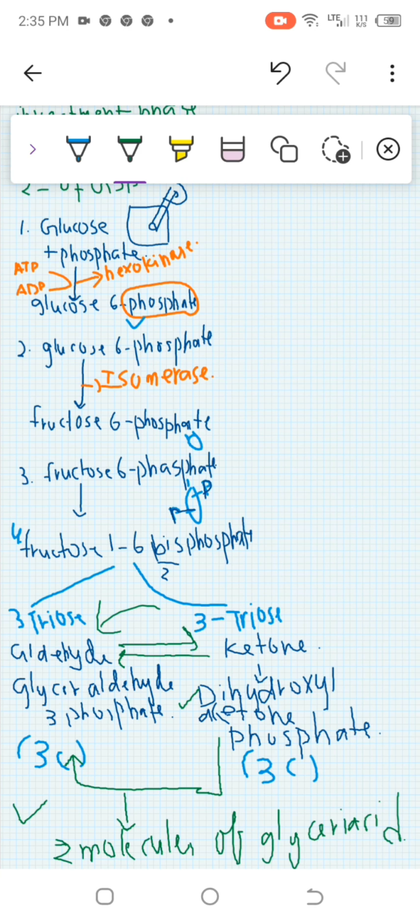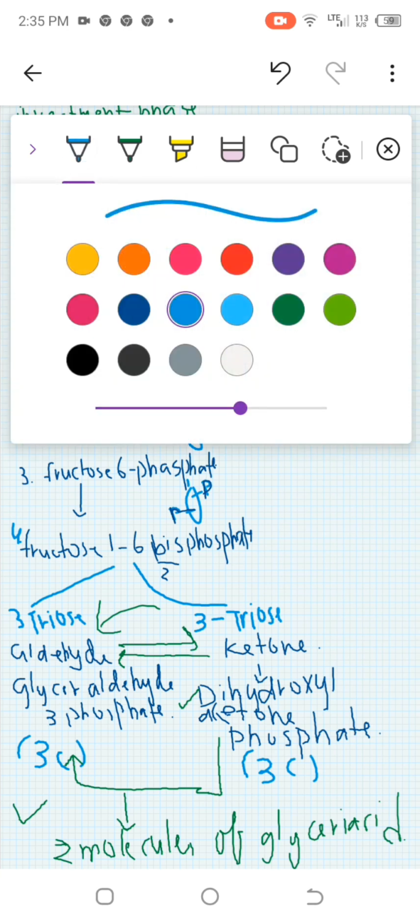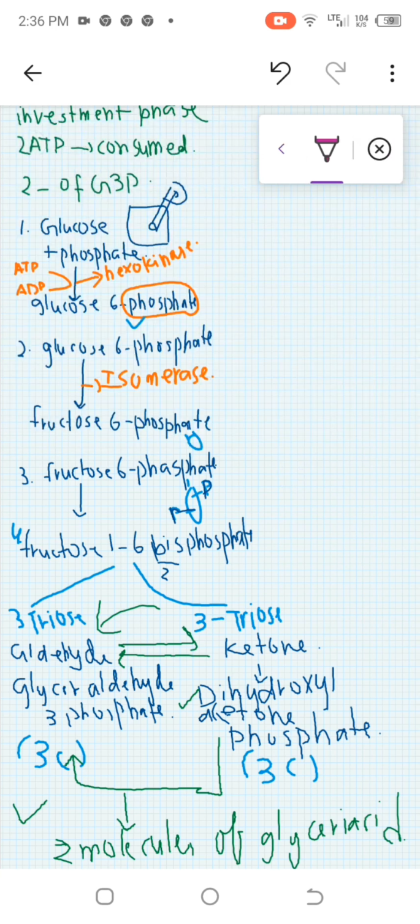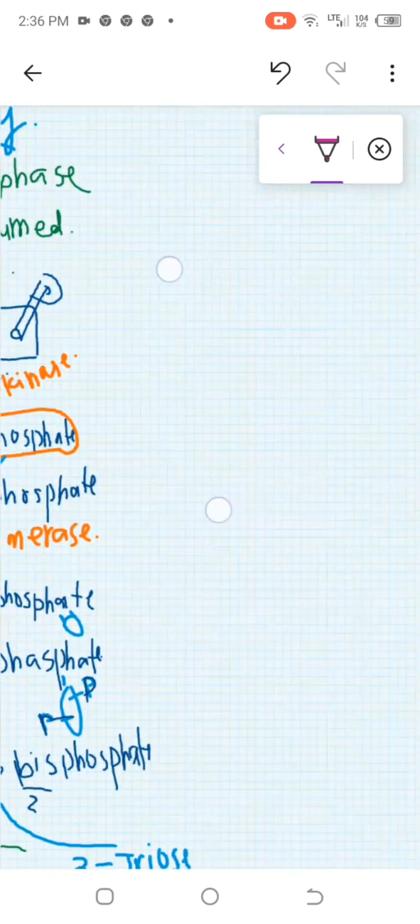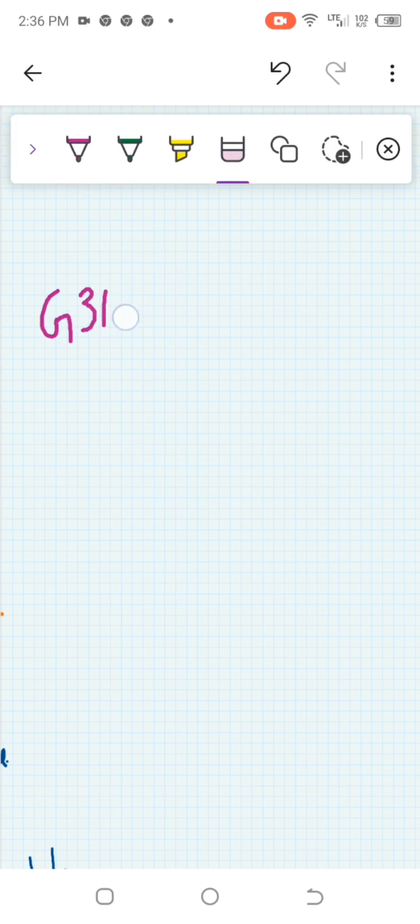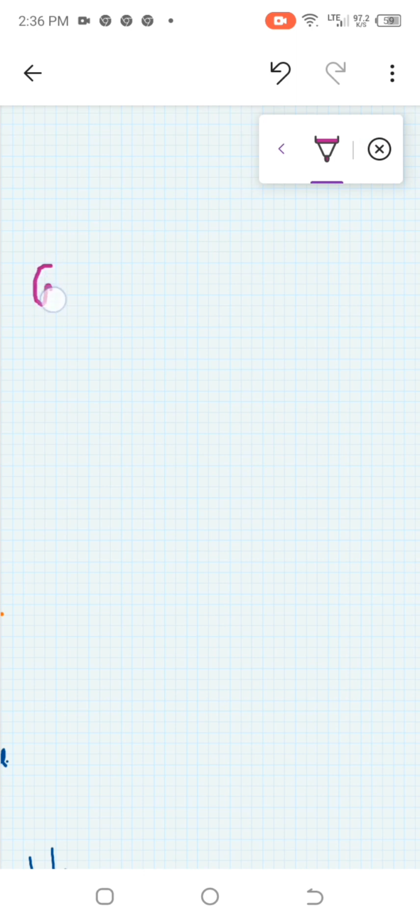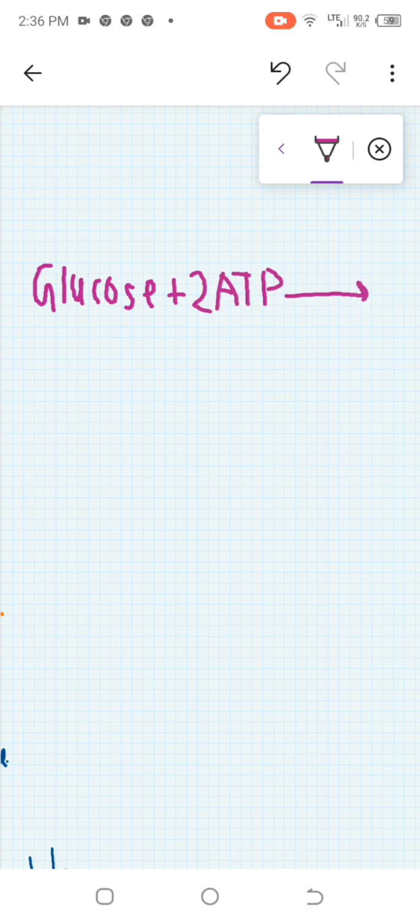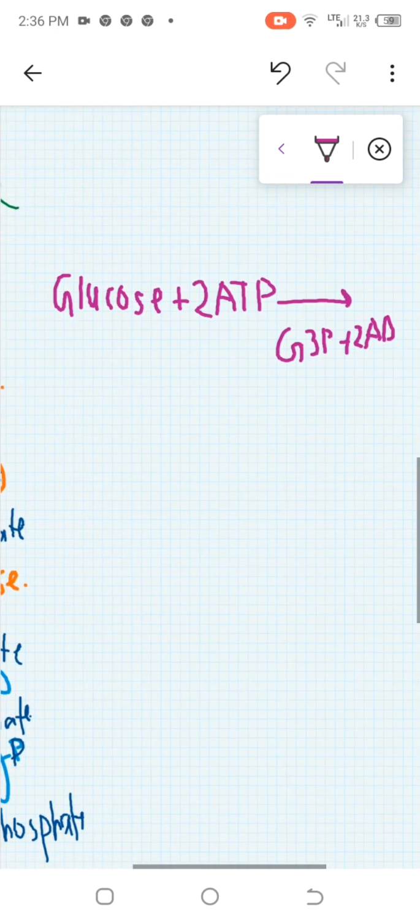Fine. So now we are going to write the equation of what totally happened. Let me write the full equation here. First of all, glucose, not G3P. In the reactant we have glucose, which was broken by the help of 2 ATP. We used 2 ATP, and we got G3P, glyceraldehyde 3 phosphate, plus 2 molecules of ADP. I hope till here it is clear to you guys.